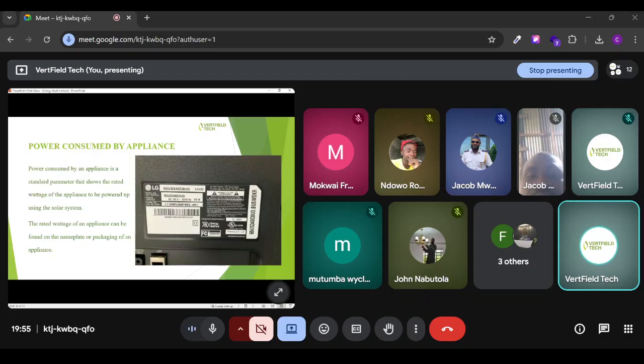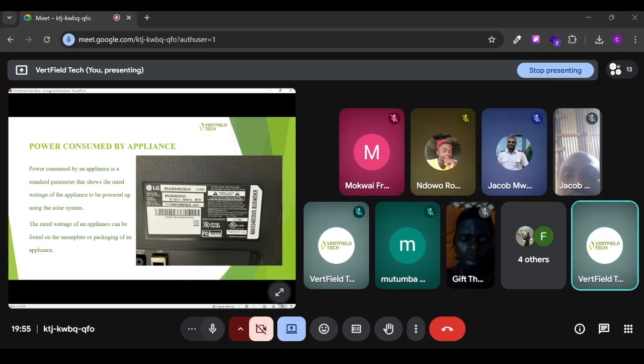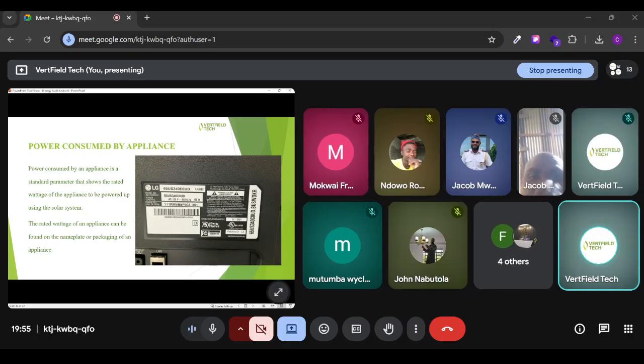Now, the power consumed by the appliance. The power consumed by the appliance informs you of the rated wattage of each and every appliance. Now, how do you know the rated wattage of each appliance? This is gotten from the nameplate of those appliances.